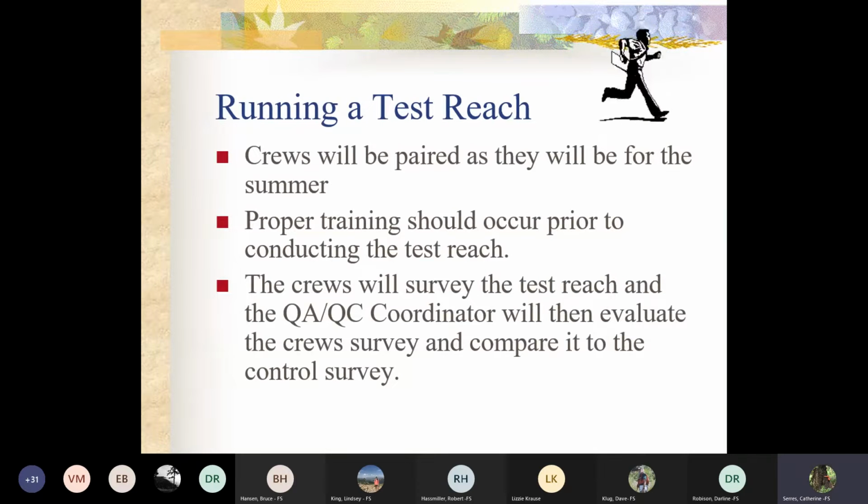And then after that's all done, the coordinator will evaluate those crew surveys and compare them to a control survey that was done in the beginning, like we'll do on Thursday. You guys will definitely see how this is done, and then compare that data. And if there are things that are wrong or that need to be corrected, this is the time, before you actually get out and start doing it on a regular basis.